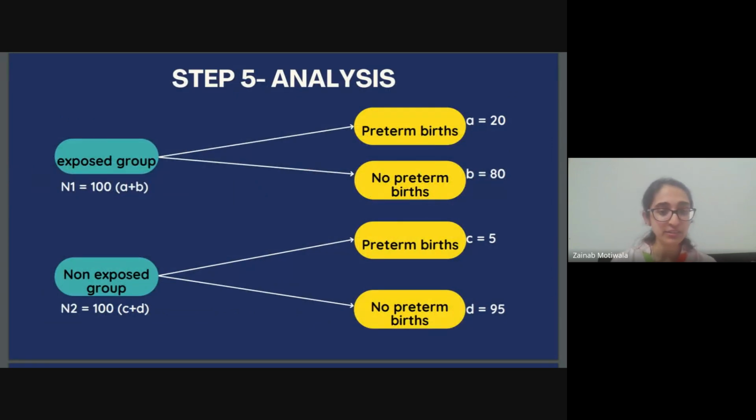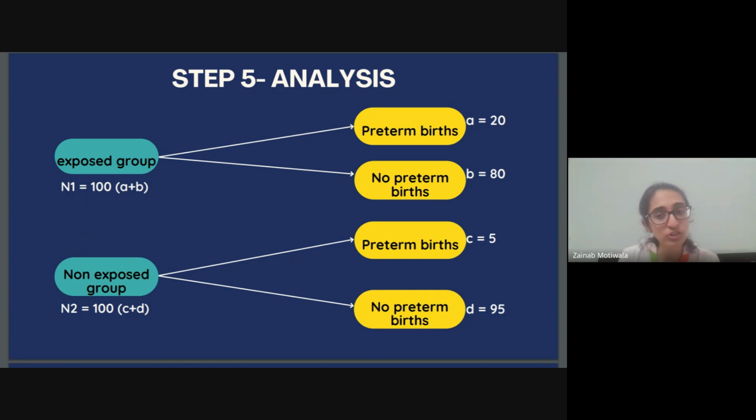Now, in our case, let's put in the values. Hypothetically, we have taken two groups of 100 each. Exposed, that is smokers, were 100. Not exposed, non-smokers, were 100. Those who developed preterm births in the exposed group were 20, and those who did not develop were 80. In the non-smokers group, those who developed preterm births were 5, while those who did not develop preterm births were 95. So looking at this table, would you all like to tell me what is the incidence of preterm birth in the exposed population?